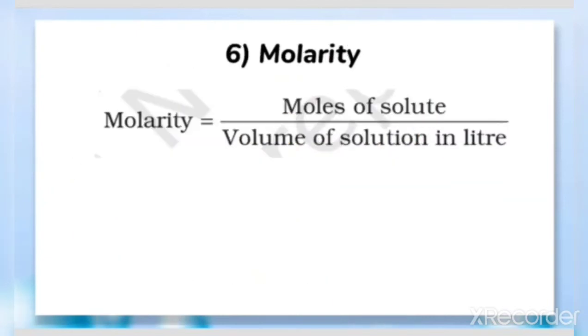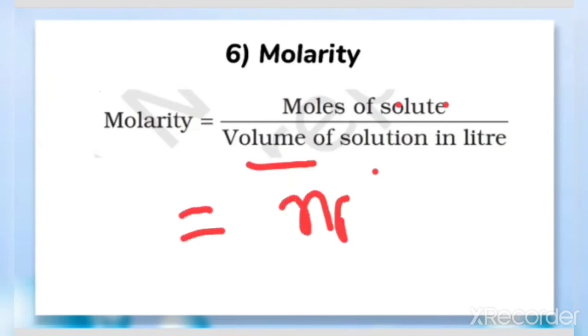Next is the most familiar term to you, that is molarity. Molarity can be defined as the number of moles of solute dissolved in 1 liter of solution. So here the volume of the solution is taken, and this is the number of moles of solute. Here the solute is taken as B. Letter B is used for the solute and A for the solvent.